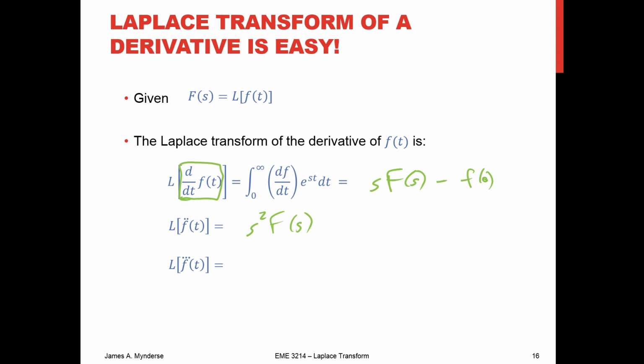So s squared F of s minus s f of 0 minus f dot of 0. And a third derivative, s cubed F of s minus s squared f of 0 minus s f dot of 0 minus f double dot of 0. You can keep following this form, but you have to include your initial conditions like I almost forgot. And you can see that in each case, we're just increasing the power of s to match the order of the derivative. First derivative, 1 s, second derivative, 2 s, and so forth.